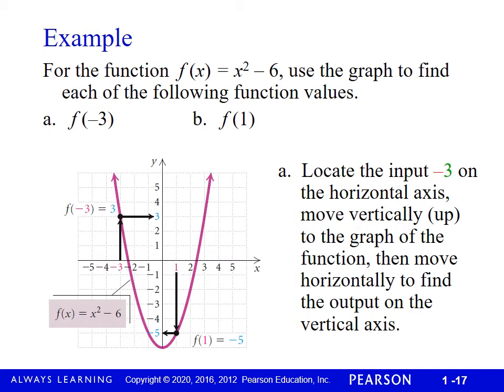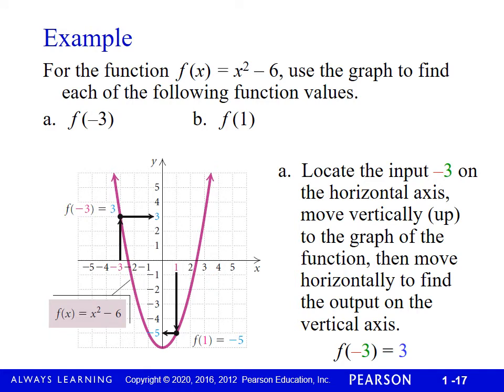So what we're going to do is we're going to go to negative 3, and then we're going to see where the graph of the function crosses x equals negative 3. We're going to go up to that point, and then we're going to see what its y value is. Because remember, f of negative 3 is the value of y when x equals negative 3. So we go to negative 3, see where the graph crosses x equals negative 3, and then look for the corresponding y value. Here we want it, which is 3. So f of negative 3 equals 3.